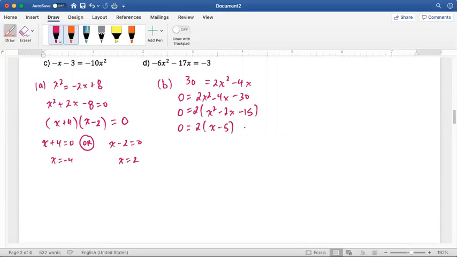So that, of course, is x minus 5 and x plus 3. And so that means that x minus 5 must be 0, or x plus 3 has to be equal to 0.